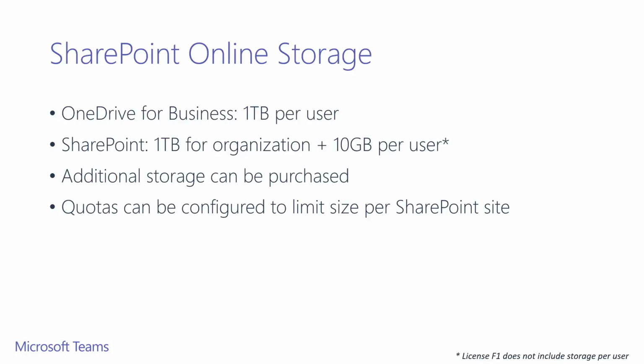Since Teams uses both SharePoint and OneDrive for Business for files, we should understand the impact of storage. OneDrive for Business will allocate 1 terabyte per user by default. SharePoint will allocate 1 terabyte for the organization plus an additional 10 gig per user, unless of course you are utilizing an F1 license as noted below. Additional storage can be purchased as needed, and administrators have the ability to configure quotas, such to limit the size of a particular SharePoint site.